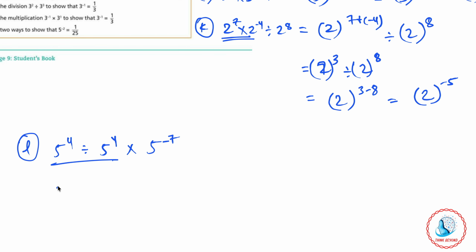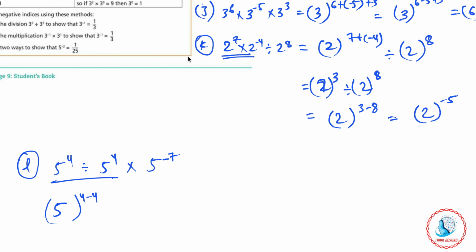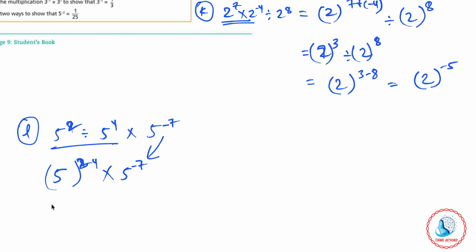So base are same, there is a division, so power will be subtracted. 4 minus 4, wait, is it 4? No, it's a square. Here is square. So 2 minus 4 and paste it here as it is. So 2 minus 4 is minus 2, multiplied by 5 raised to power minus 7.